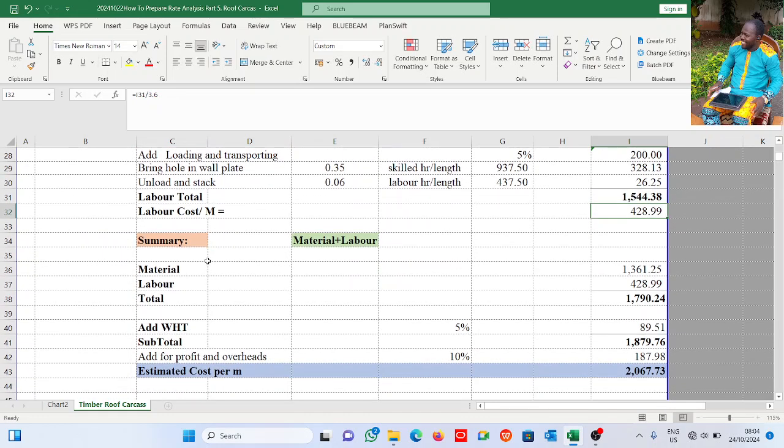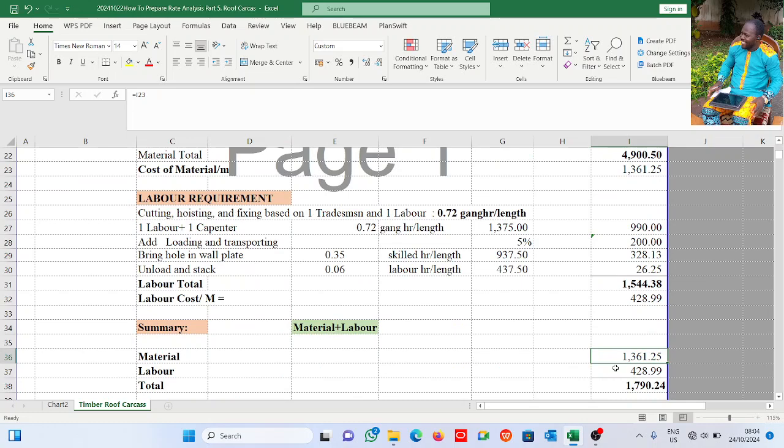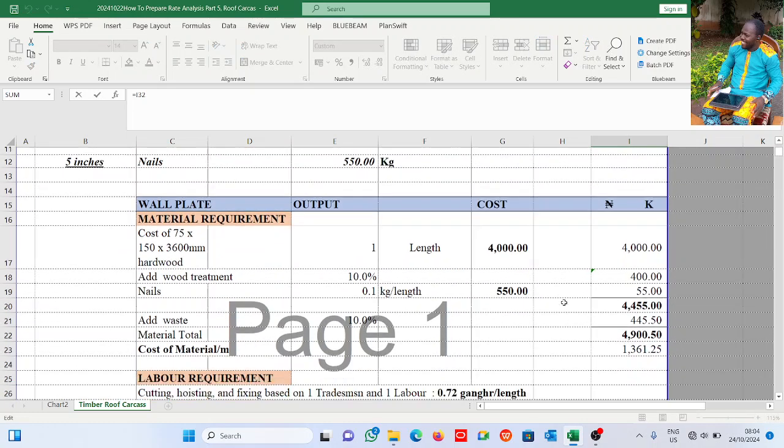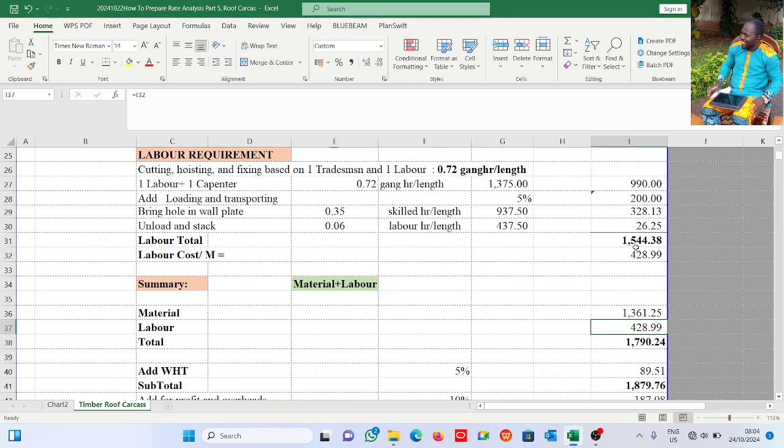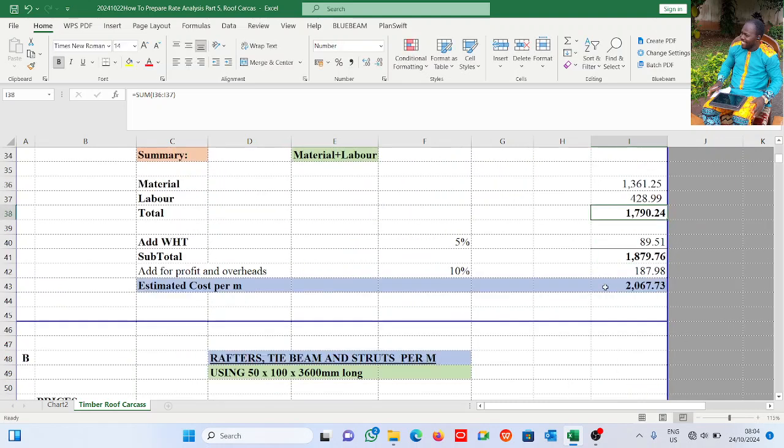So now we have this summary for labor and material. All right, so we have material, this is what we have here. We have labor, this is what we have here. So the total is this. Then of course I add withholding tax of 5%. I've explained this in my previous video. It's now 5%. Finance Act also 5% of that.